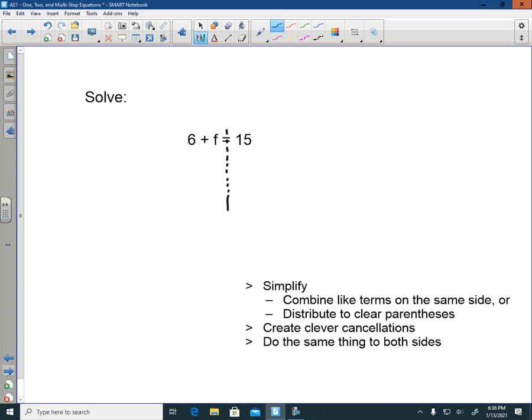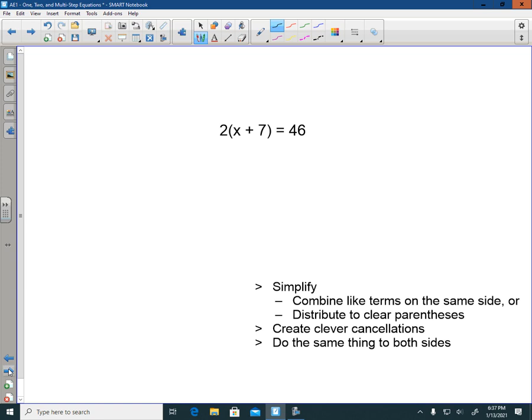Well, we have 6 plus f this time, 6 plus the variable. And so in order to get rid of it, we're going to subtract. So we're going to subtract 6 from this side. Remembering we have to do the same thing to both sides makes us subtract 6 on that side. These cancel. All we have left is f, and that's going to equal whatever 15 minus 6 is. And I do believe that's 9, and since the variable's by itself, we're done.